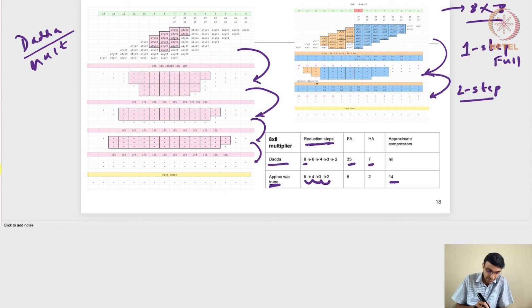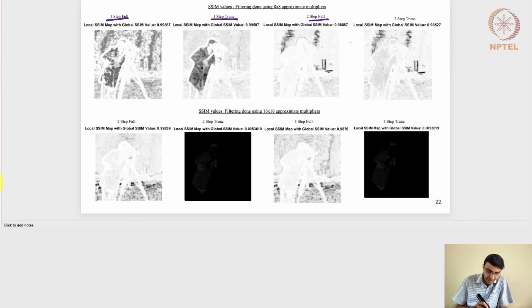Right, so for an 8-bit and a 16-bit, we can actually have 1-step approximate compressors without truncation, 2-step approximate compressors without truncation, 1-step approximate compressors with truncation, and 2-step approximate compressors with truncation. So I can do it for the 8-bit multiplier as well as the 16-bit multiplier. And in the end, we'll get 4 designs for the 8-bit and 4 designs for the 16-bit. So this particular row is for the 16-bit multiplier, and this particular row is for the 8-bit multiplier.